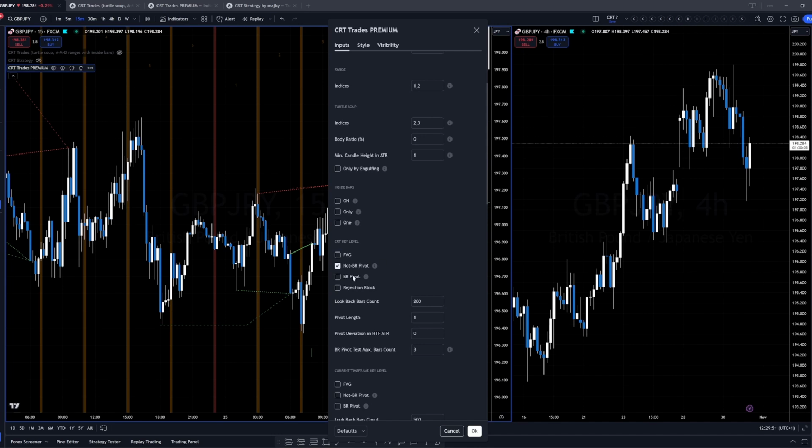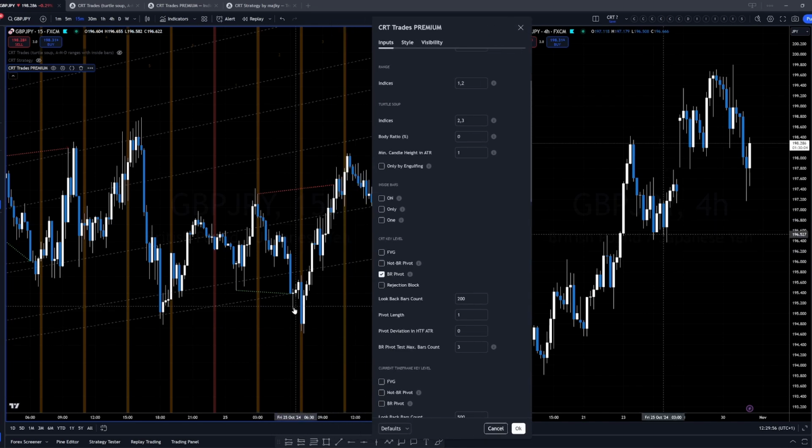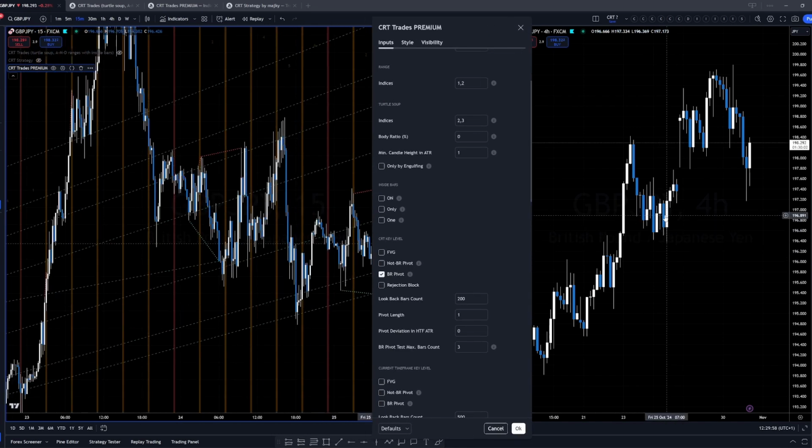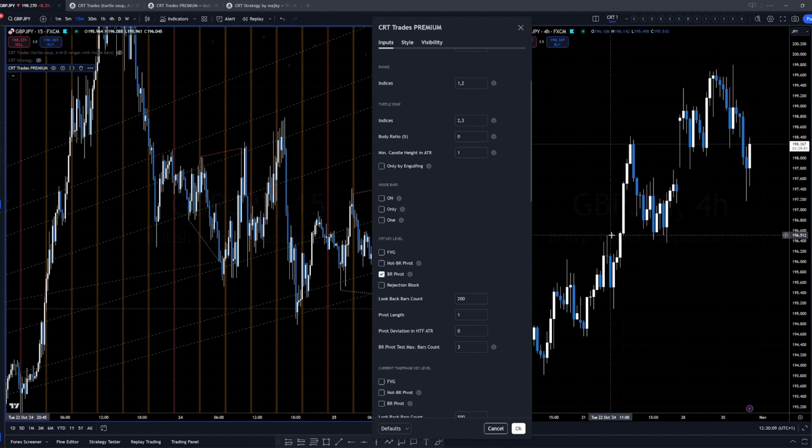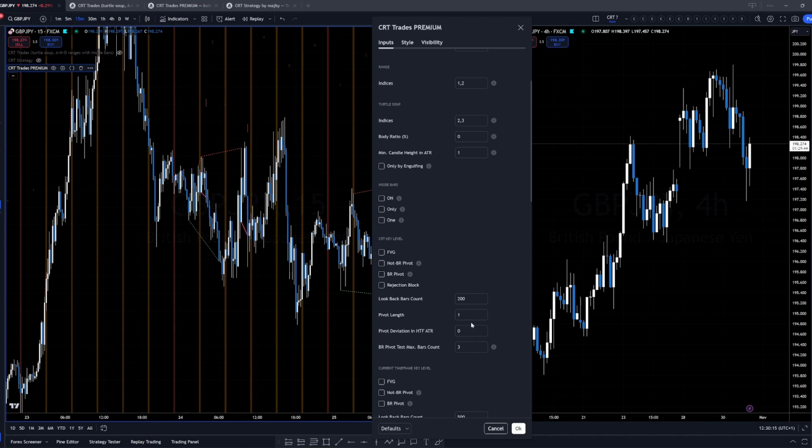So I want to also explain the break retest pivot. It's a little bit different because a break retest pivot is the pivot that is broken. For example, this pivot is broken and retested. Okay, so this is broken, and here it is retested. So you can see this pivot length for both not break retest and break retest pivots.